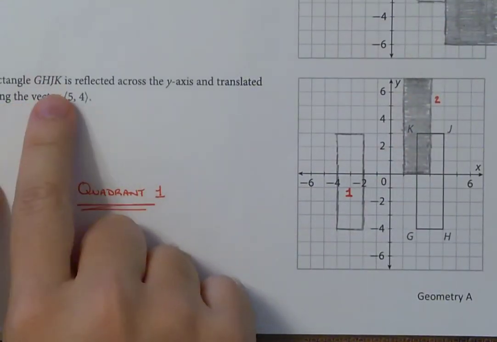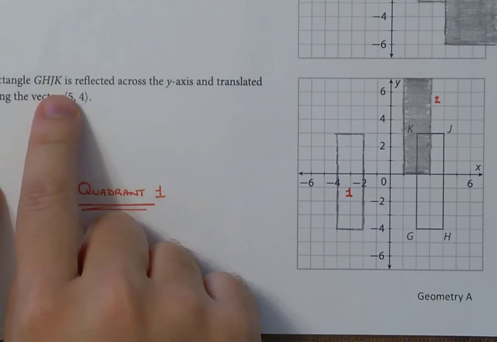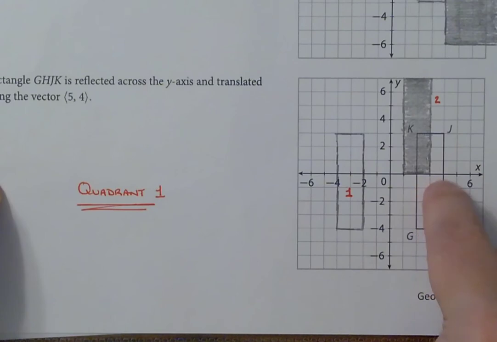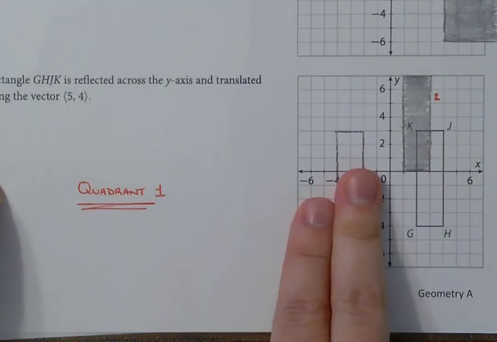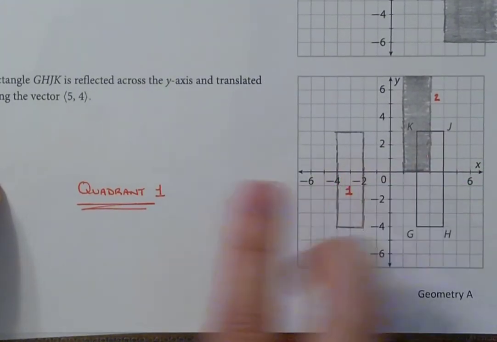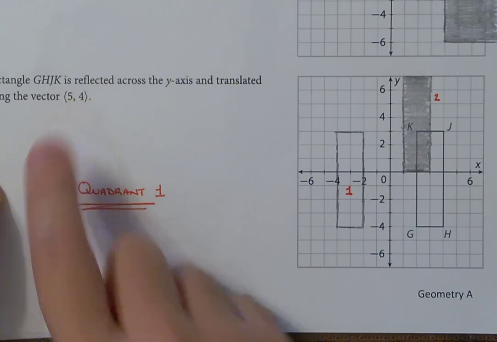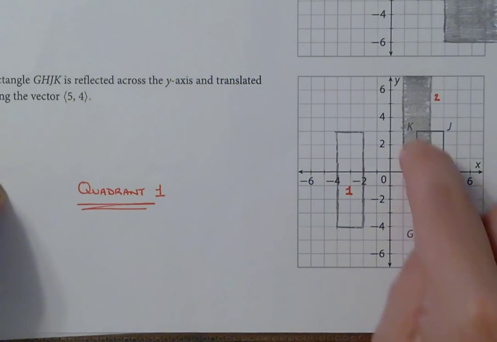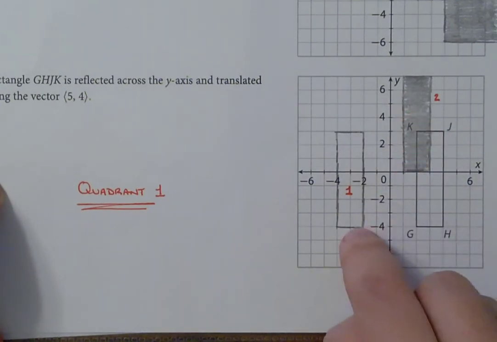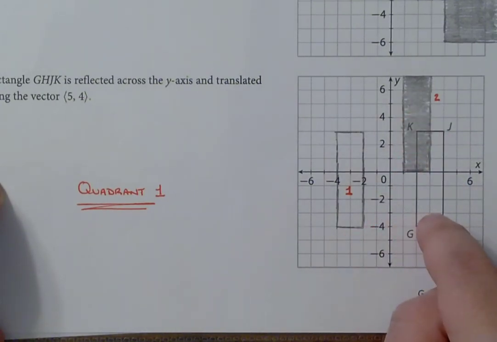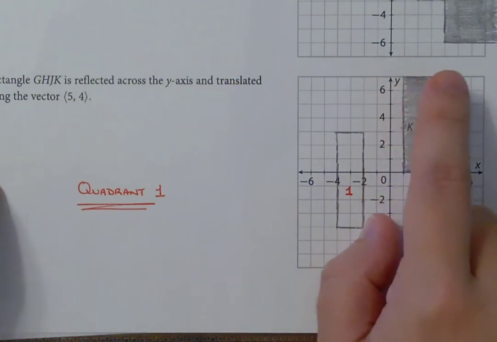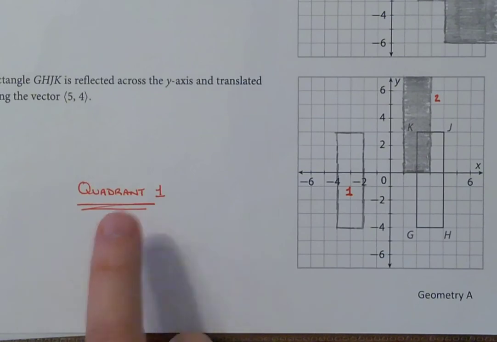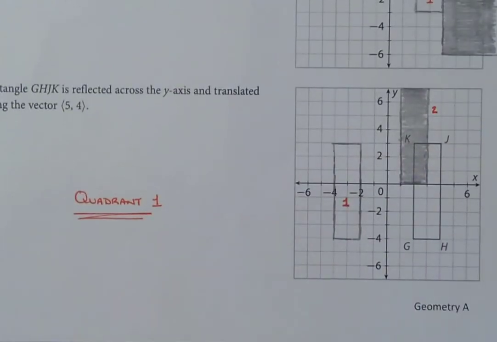For C, rectangle GHJK is reflected across the y-axis. So we're taking this rectangle, we're flipping it over, and then it wants us to translate along the vector 5, 4. So that means we move it to the right 5 and then up 4. So each of these points is moved to the right 5 and then up 4, and then that's your final resting spot, which this resides in quadrant 1.